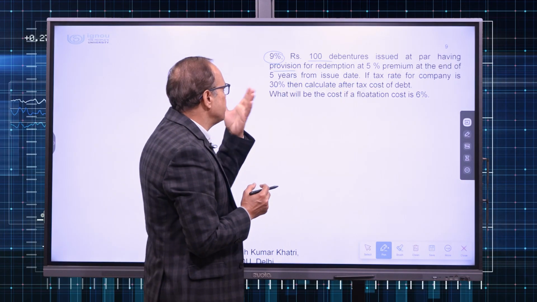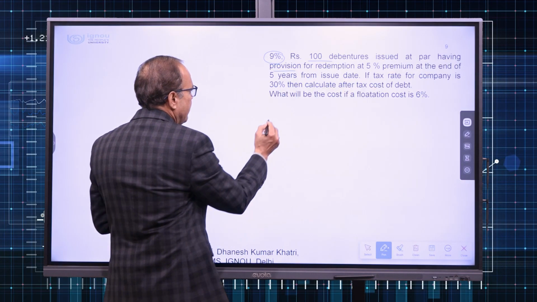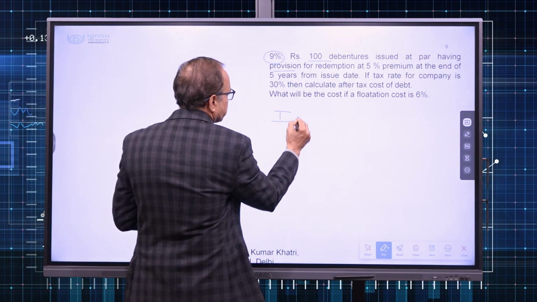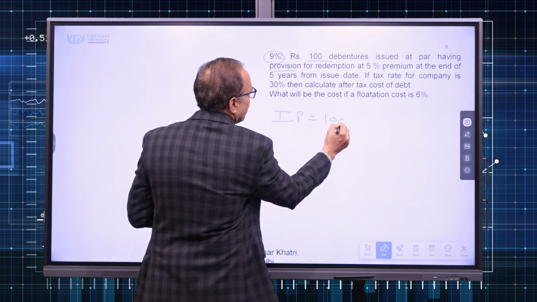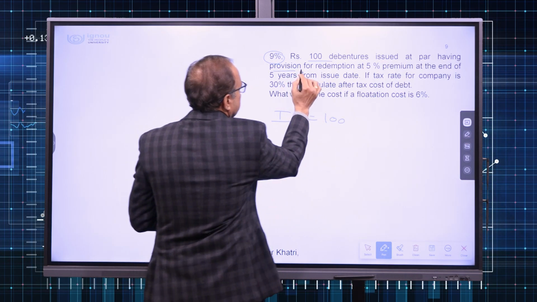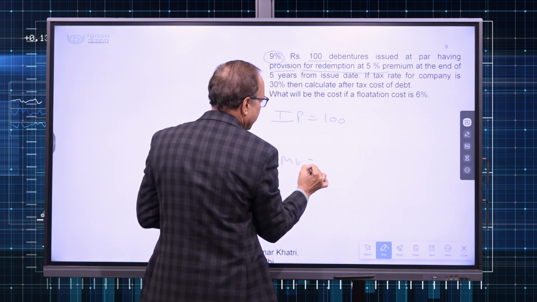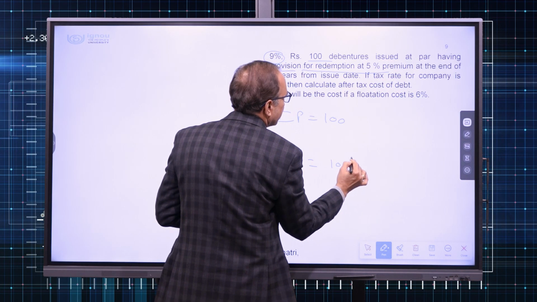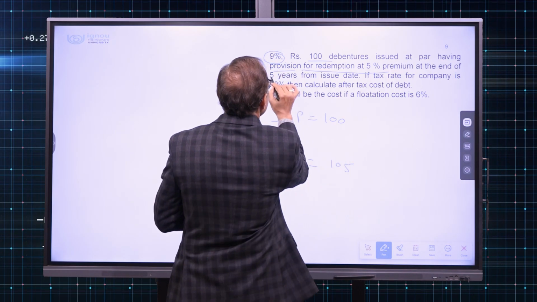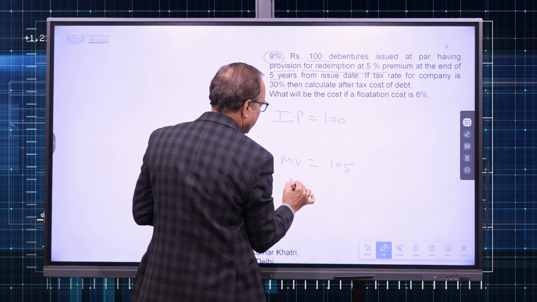Now in this case it is specifically mentioned. So we have issue price 100, provision for redemption at 5% premium. That means maturity value will be 105. After how many years? 5 years. So N is 5.